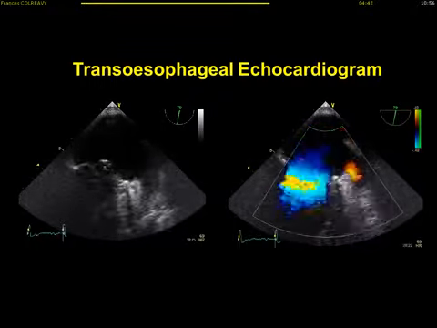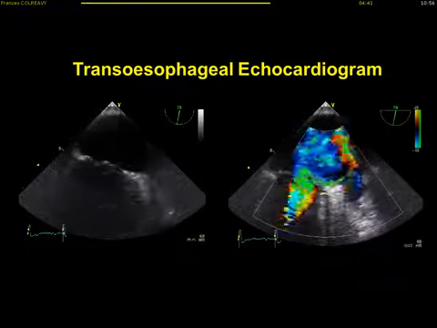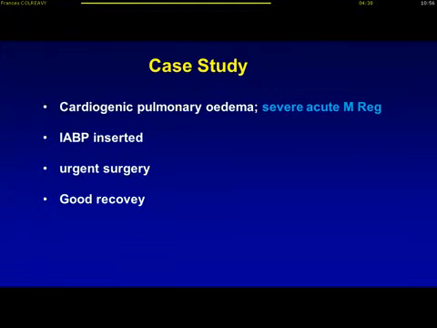So the diagnosis changed instantaneously in this patient to cardiogenic, not non-cardiogenic, pulmonary edema, which was secondary to severe acute mitral regurgitation. Slightly unusual and confounding by the fact that he didn't have any cardiac symptoms or signs. A balloon was inserted, he had urgent surgery and made a good recovery.